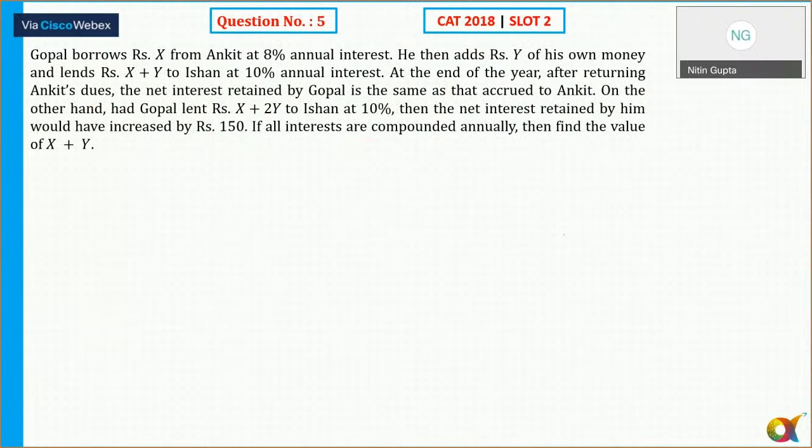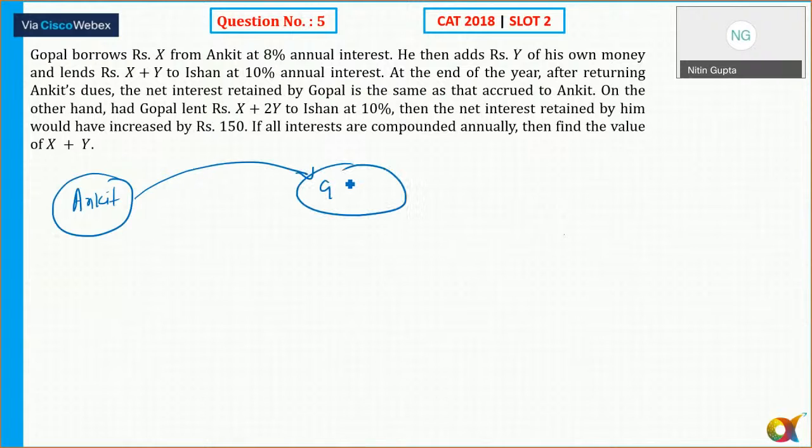Now that question is tricky. Tricky in the sense of the language. Like I told you, in most of the questions of arithmetic, it's all about understanding the story here. Comprehension. It says Gopal borrows rupees X from Ankit. So there is a person called Ankit. Ankit gives Gopal, okay, how much money to Gopal?